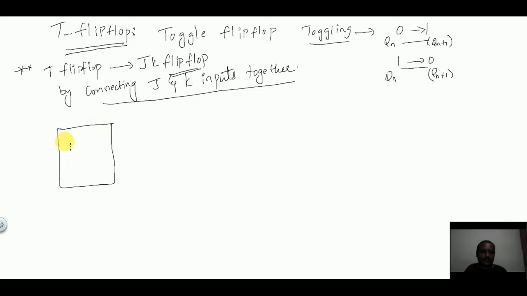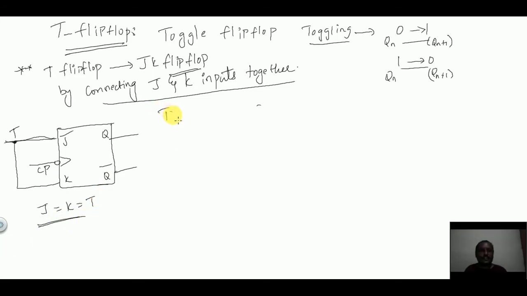So again I am drawing JK flip-flop, because T flip-flop is a derived flip-flop. It is not a new flip-flop. It is again derived from JK flip-flop only. So this is clock pulse, Q bar. T flip-flop is obtained by connecting J and K inputs together. That means T is given to J and T is also given to K. So J is equal to K is equal to T. Using this condition, now we'll see the truth table.